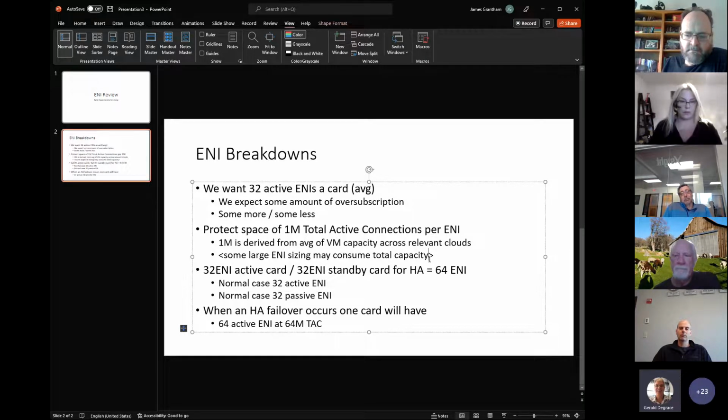So it makes more sense to accommodate some level of oversubscription, which we would set by allocating more ENIs to a particular card than the numbers actually indicate. But it wouldn't be too oversubscribed, by the way. So the designs need to accommodate that. You need to be able to support different numbers of connections per ENI is what it comes down to.